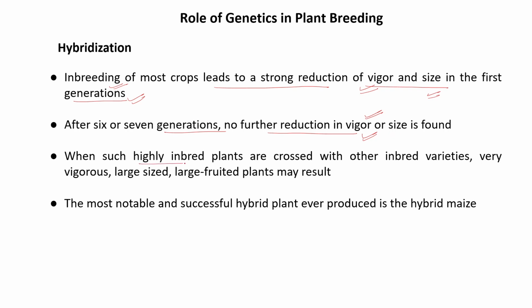When such highly inbred plants are crossed with other inbred varieties, very vigorous, large-sized and large-fruited plants may result. So this is very important, that for a number of generations you have to inbreed those plants. The most notable and successful hybrid plant ever produced is the hybrid maize.